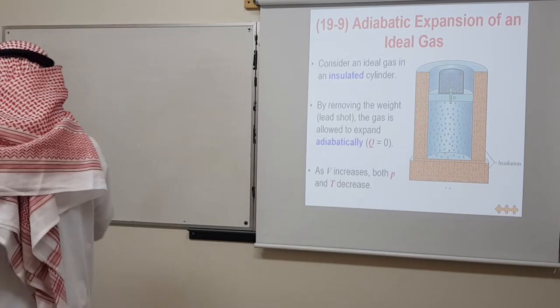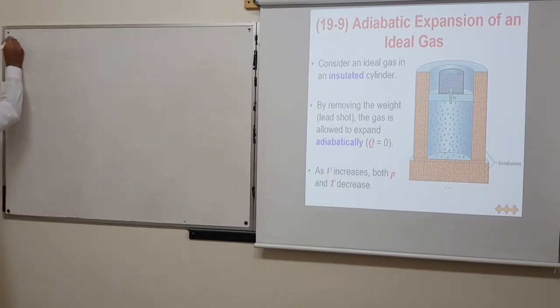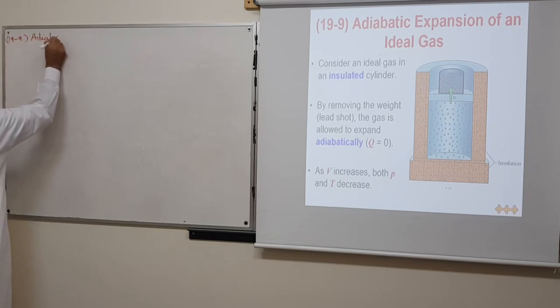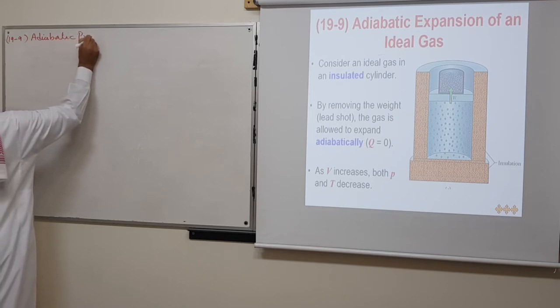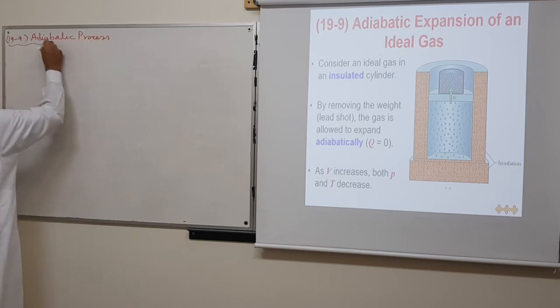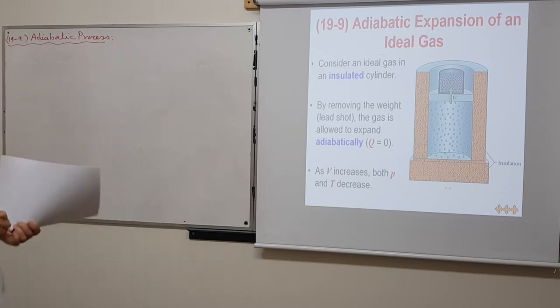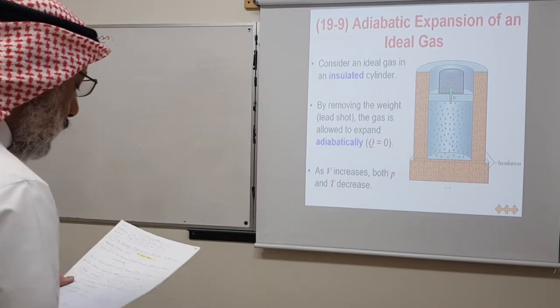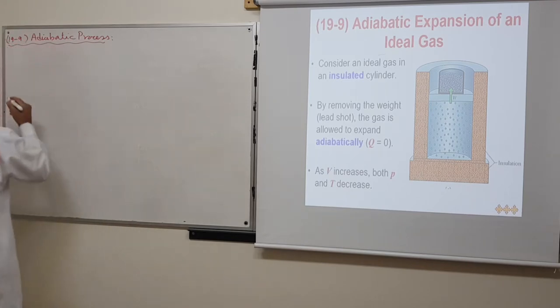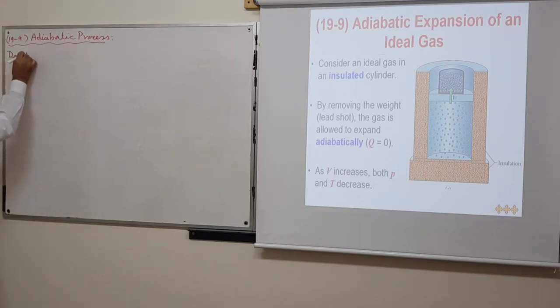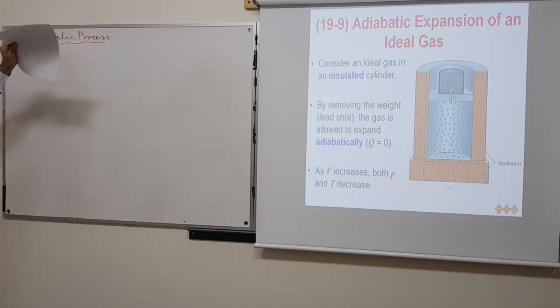So this is section 19.9, and here we are considering the adiabatic process as it applies to an ideal gas. Now, during an adiabatic process, while it is taking place, not at the beginning and at the end. At the beginning and the end, the ideal gas law applies. We are talking about while the process is taking place.